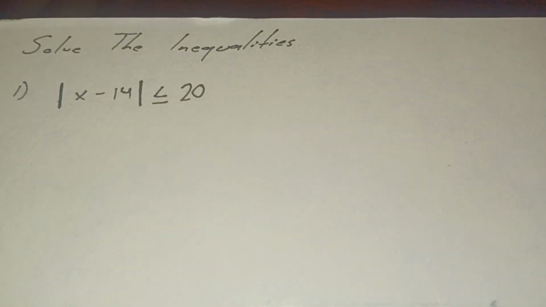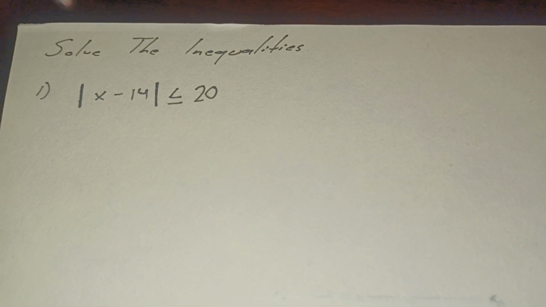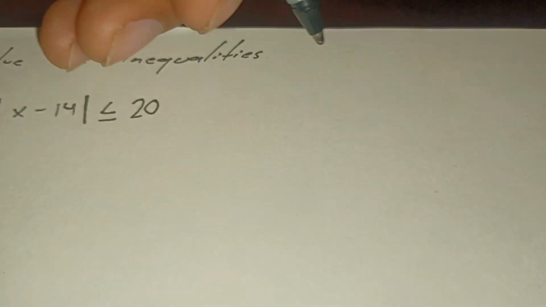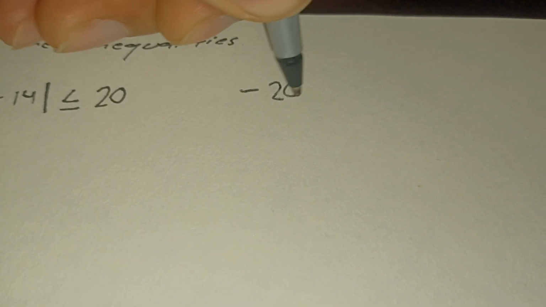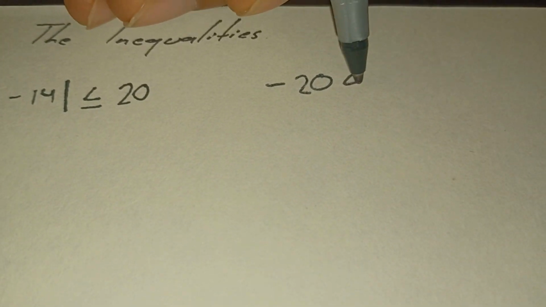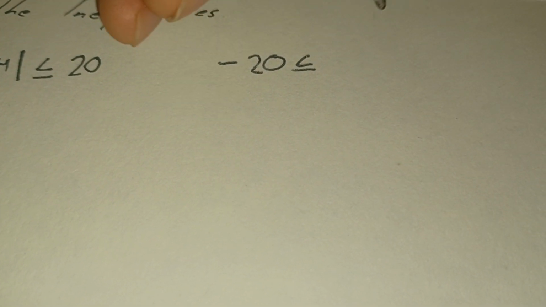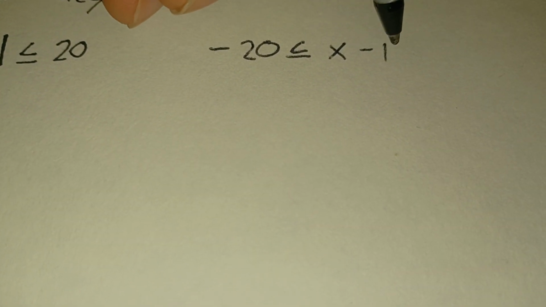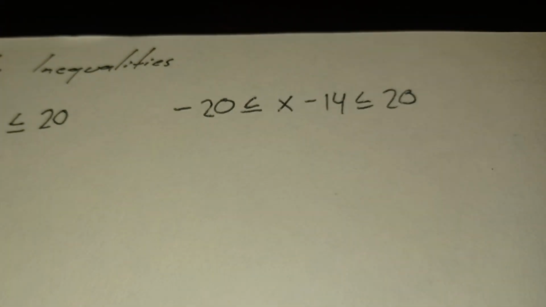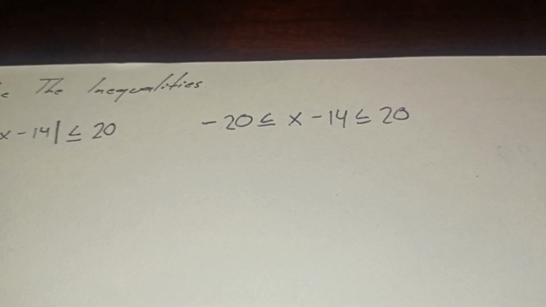So this is an absolute value. I'm not going to go over absolute value too much today, but absolute value is basically just a measure of distance. It always has to be positive. So keeping that in mind, in order to solve this, we write a negative 20, using the same symbol, less than or equal to. Then we get rid of the absolute value and write x minus 14, again less than or equal to 20. And now we can solve by leaving x by itself.